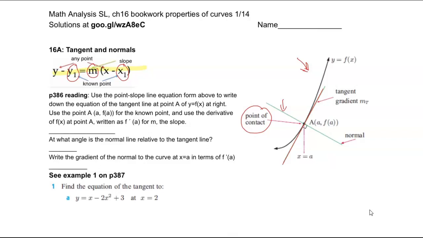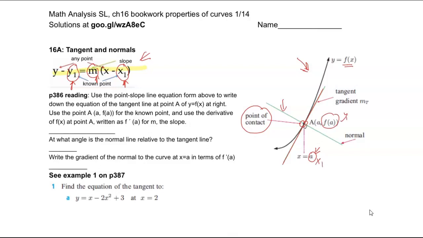Okay, so let's write down the equation for this red line using point-slope form. So basically what we need to do is fill in these three ingredients, x1, y1, and m. Okay, x1 is the x-coordinate of this point of contact. We're going to say it's a, just to be general. To find the y-coordinate of this point, we would plug a into the function, and we would get f of a. So there's the y-coordinate. So that's y1. This is x1.